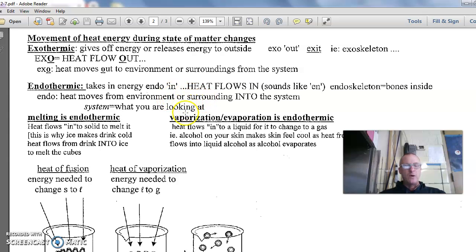If you have a liquid and you want it to vaporize into a gas, you would have to add energy into it. In other words, if you have water and you want it to boil, you would heat it up. You would add energy into it. Endothermic, energy in.